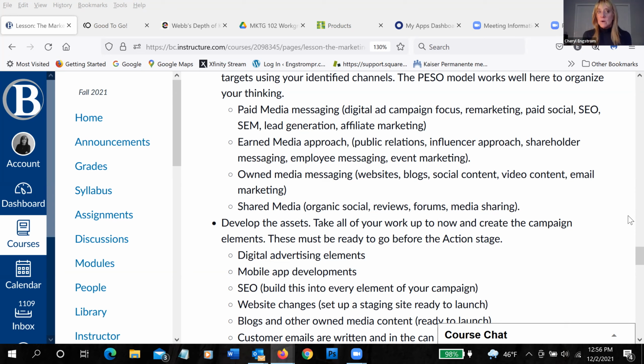And again, I don't want to see you do more than one slide per tactic and just bullet out what you want to do. Okay? So one slide per tactic, bullet it out. Please try to have a good mix of paid, earned, owned, and shared. So shared, it's the reviews, forums, media sharing. You want people out there to share your posts. So you're going to try to get shares that way.